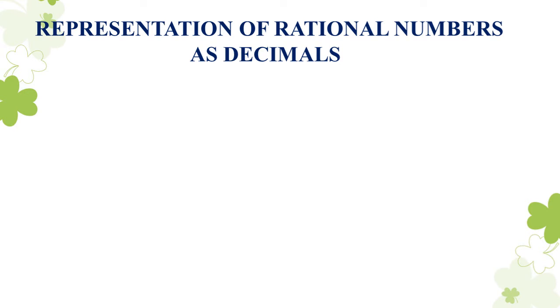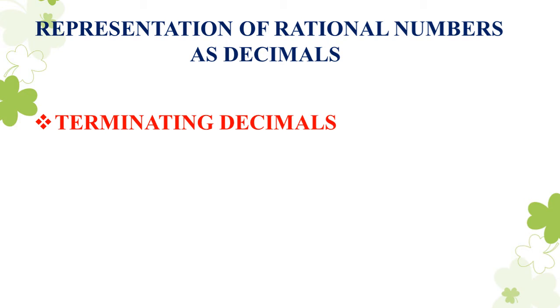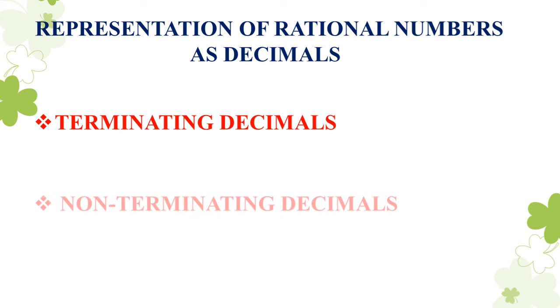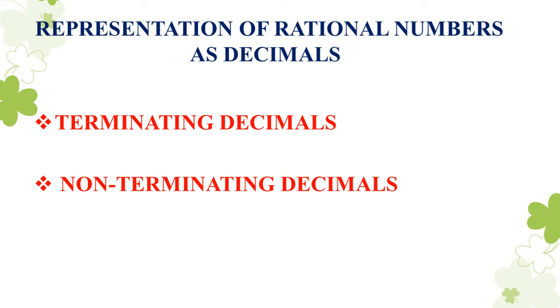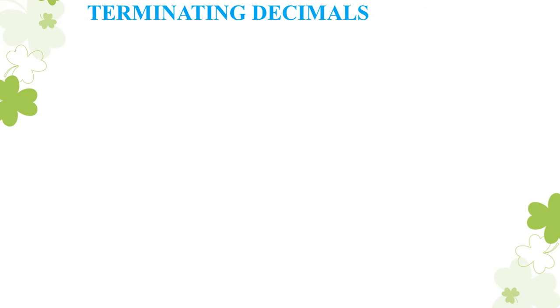Representation of rational numbers as decimals has two types. First one, terminating decimals, second one, non-terminating decimals. Let's see terminating decimal. A terminating decimal is a decimal with a finite number of digits after the decimal point. Let's see the example of a terminating decimal, 1 by 4.